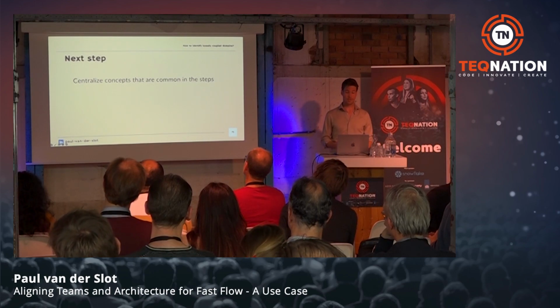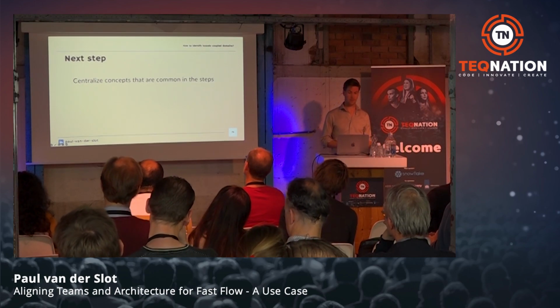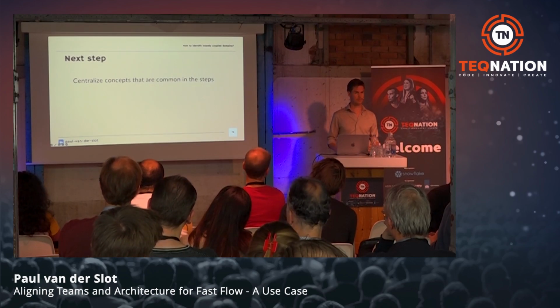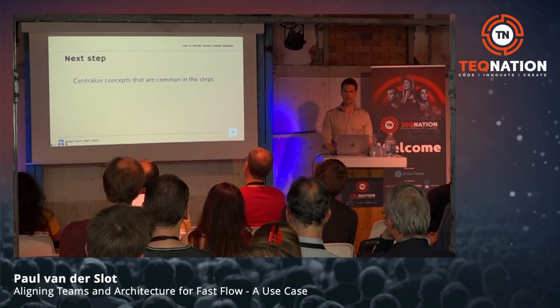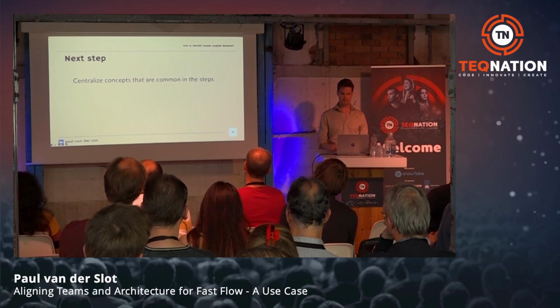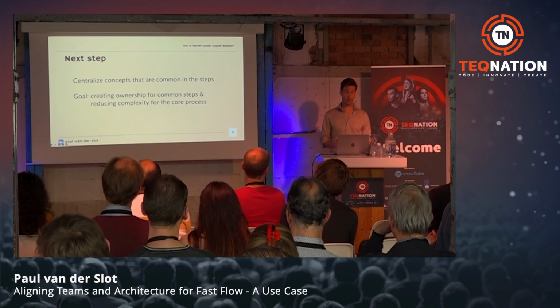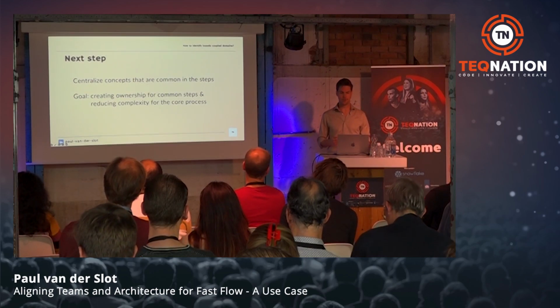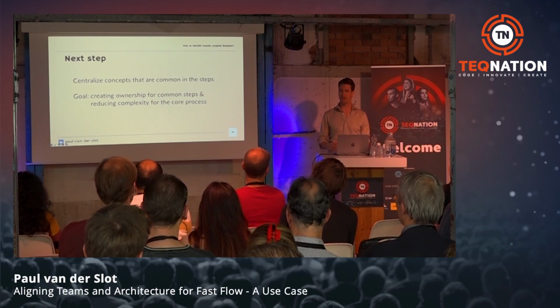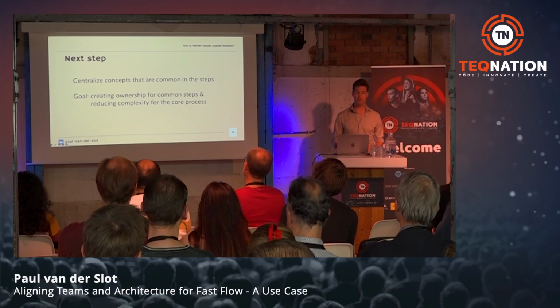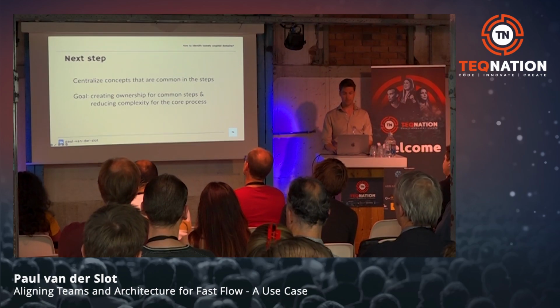Then the next step was to centralize concepts that were common in this core process. So think about tasks for the employee, for the business teams, or communication to the customer. And the goal here was creating ownership for the common steps, so a team could own the responsibility of what was happening there, and reducing the complexity of the core process.